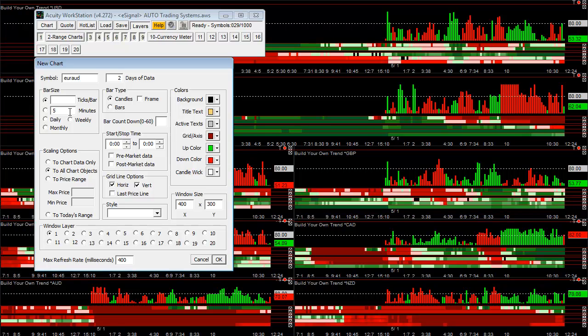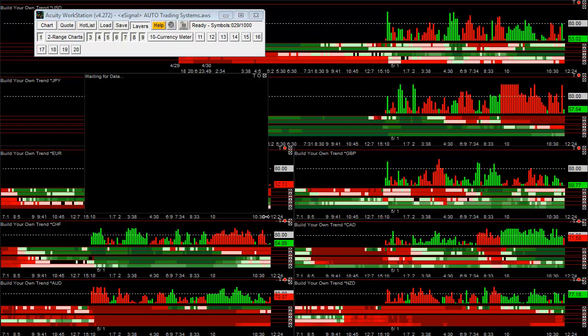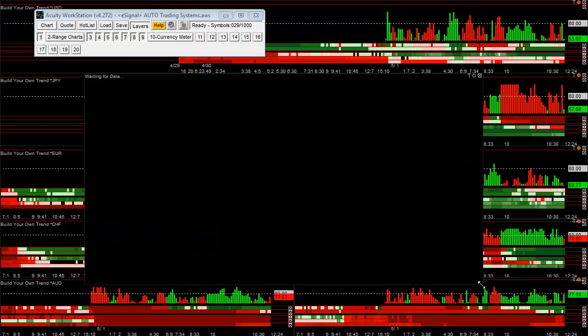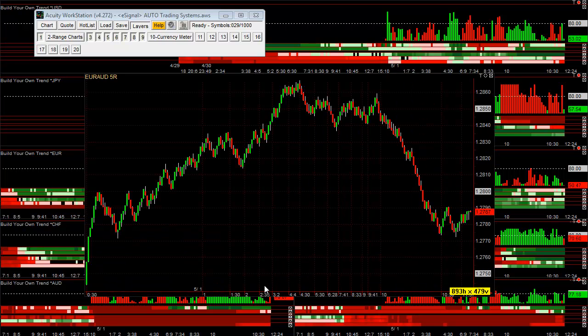And if you wanted, when volatility slows down like it has recently, you might want to go from a 5-minute chart to a 15-minute chart, find out what the number of pips are, and use the 5R. That's 5 pips per bar range chart. R stands for range chart. Hit OK. It's going to go and get the tick data to calculate these range charts.